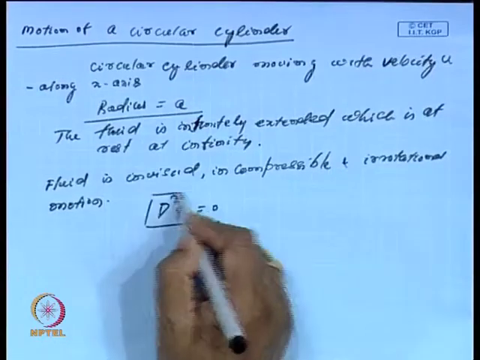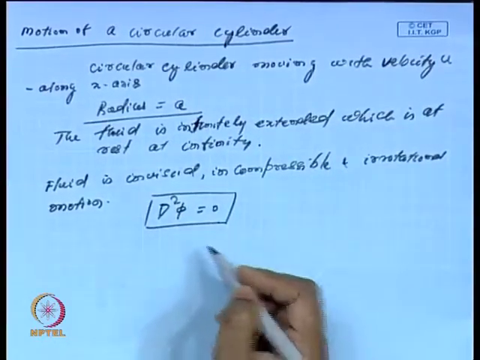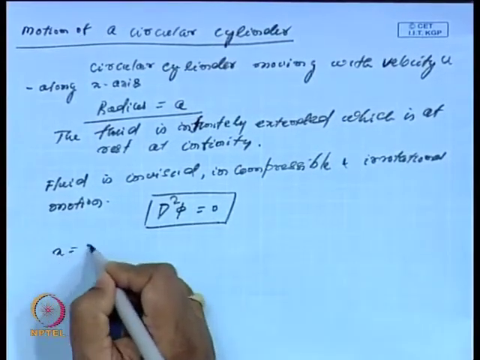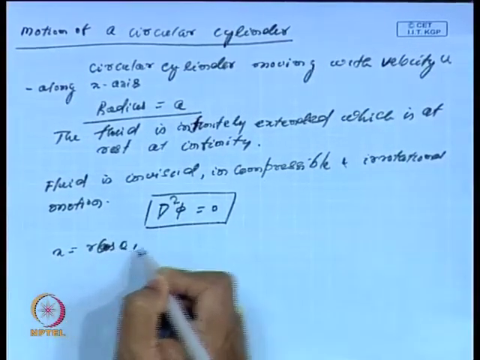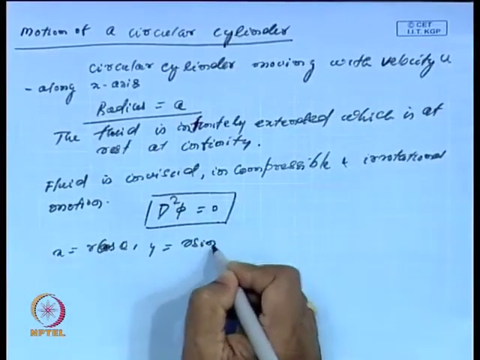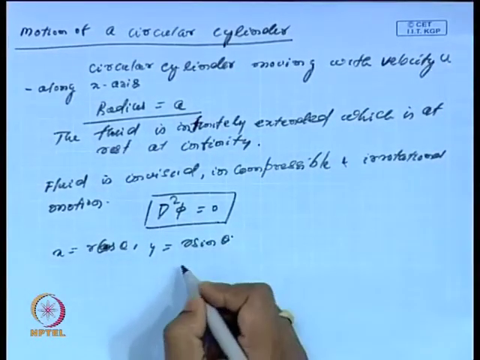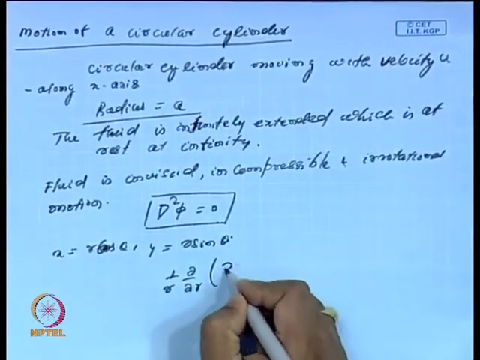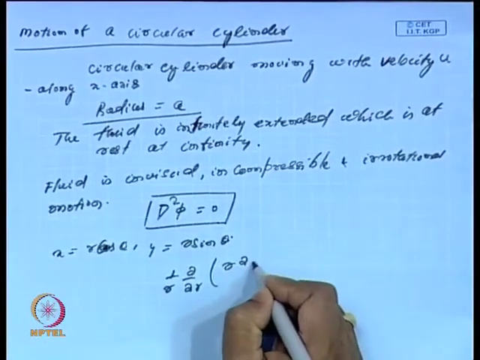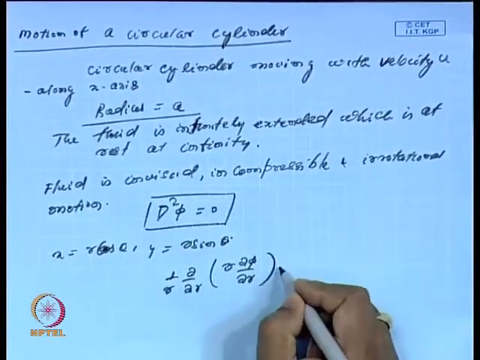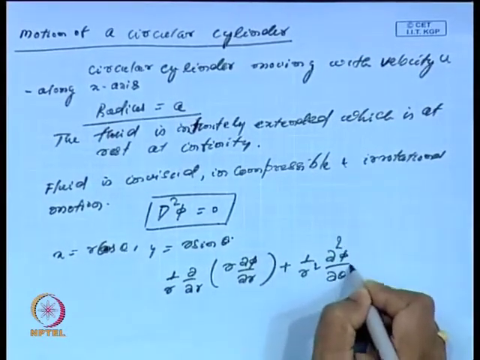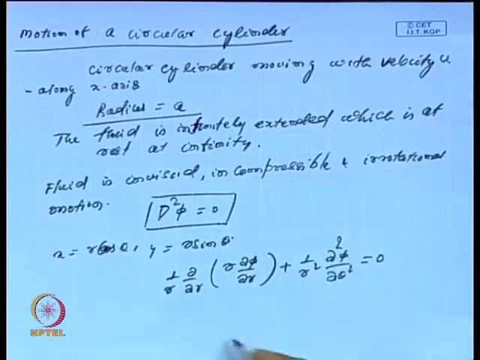Del square phi is 0 in the fluid region, and in the cylindrical polar coordinate in two dimension, like x is equal to r cos theta and y is equal to r sin theta, then what will happen to my Laplace equation? This will give me 1 by r del by del r of r del phi by del r plus 1 by r square del square phi by del theta square equal to 0. Once this is 0, what will happen?